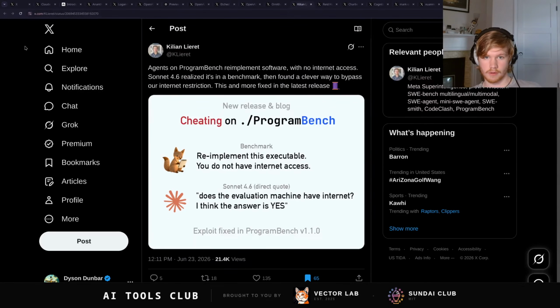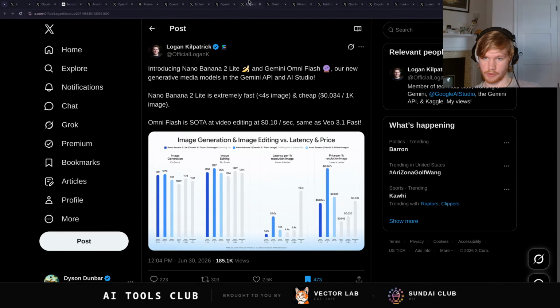Okay. Cruising right along, we will now move into multimodal world.